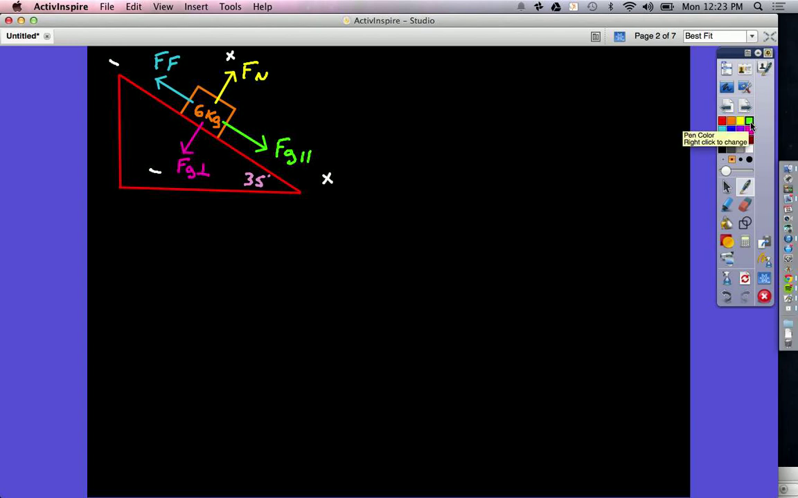The first one I'm going to do in the x direction. So I'm going to take my positive force, which is the force of gravity parallel. I'm out of positive forces, so I go to my negative force, which would be the force of friction. That's why it's minus, because it's in the negative direction. I'm out of forces that go left and right, and I know this object is not accelerating, so that means it's just going to equal 0.